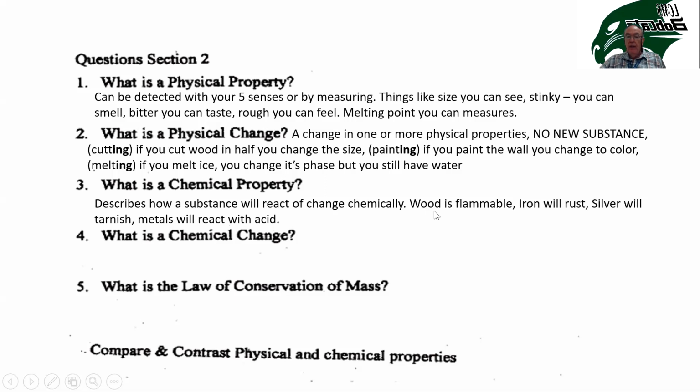If we allow the wood to react and burn, it's going to turn into ashes, smoke, water vapor will be released. We allow the iron to rust. It's going to turn from pure iron to iron oxide, which is Fe2O3. Silver tarnishes. It's going to turn from the element silver into silver oxide. Metals react with acids. Usually they produce salt.